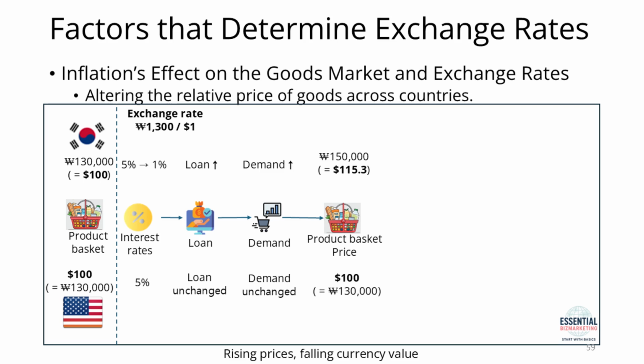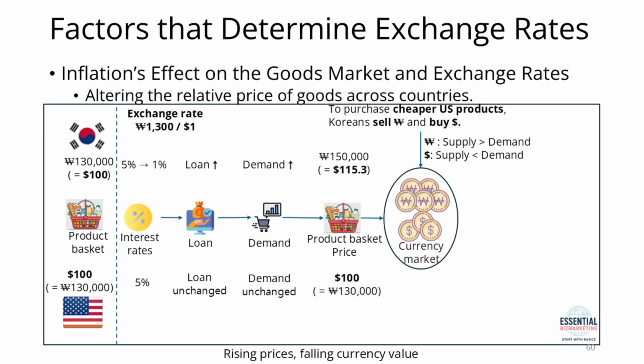Let's examine how domestic demand changes relative prices. In Korea, the basket price rises from 130,000 won to 150,000 won due to increased demand. In the US, the same basket remains steady at $100, or about 130,000 won at the current exchange rate. Let's see what this price gap means for trade. Korean consumers now find US goods cheaper, as $100 is still worth 130,000 won, while local prices rose to 150,000 won. To buy more US goods, they convert won into dollars, raising demand for dollars and weakening the won.